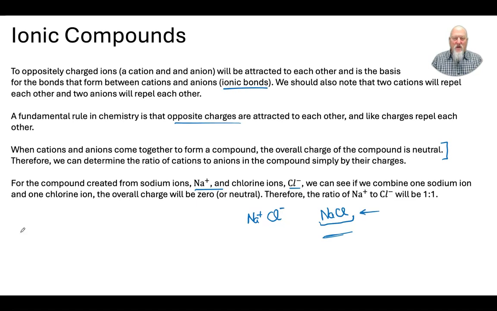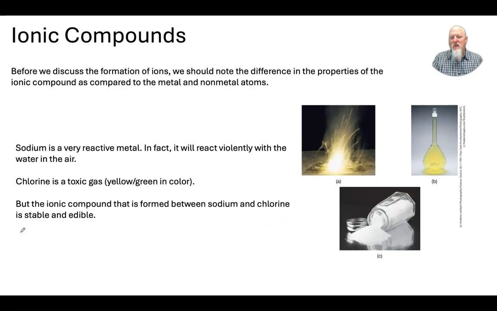NaCl is called table salt. That's the salt we use on our foods primarily. One thing we really need to stress is that that ionic compound has very different properties than the atoms it came from.